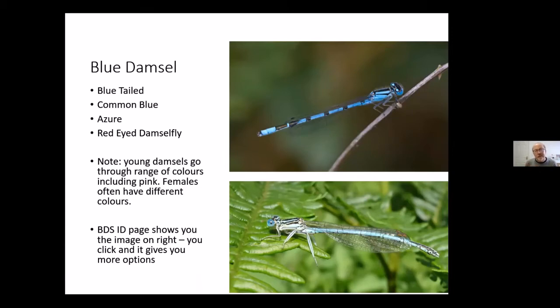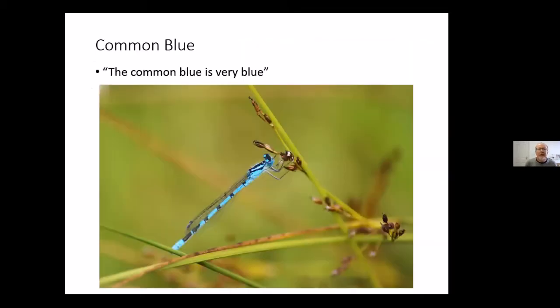Do remember though that when they're just born, that's called emerging, or they're teneral. When they're very young, they tend to be very washed out. They don't really develop the blue colour for a few days, and the females, as I mentioned earlier, have far less of the coloration, but where there is a female, there'll be a male. So how do you tell the difference? Well, a common blue is very blue. So if it's really predominantly blue, it is most probably a common blue damselfly.